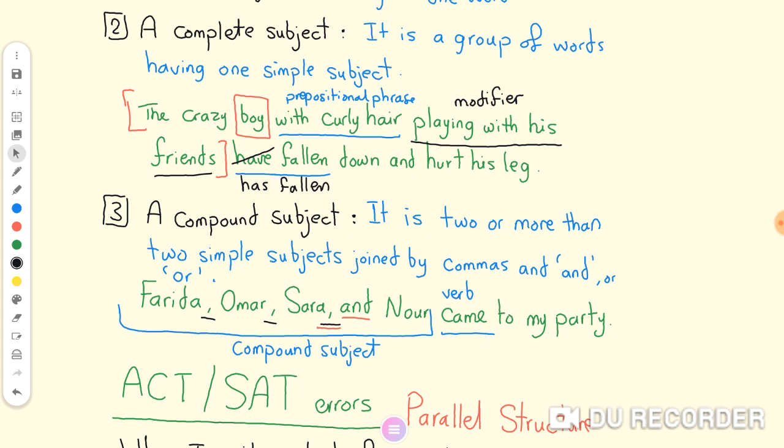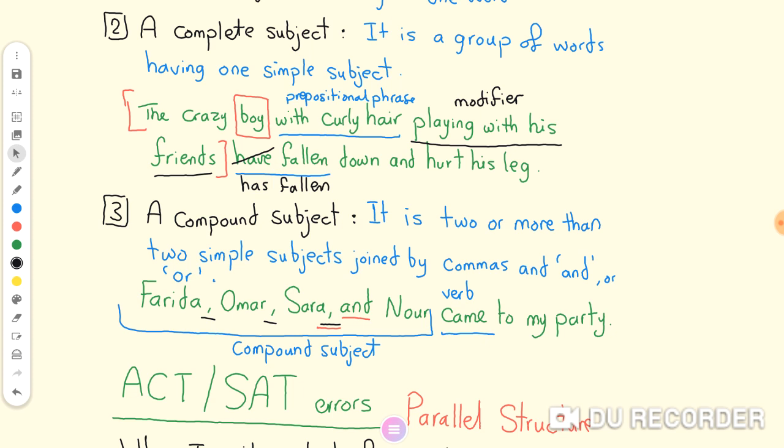The subject in the sentence could be a compound subject. It is two or more simple subjects joined by using commas, and before the last one we use "comma and" or "comma or." Like here, "Farida, Omar, Sarah, and Noor came to my party." Where is the subject here? Number one, find the verb. The verb is "came." What comes before the verb is the subject. So, Farida, Omar, Sarah, and Noor.